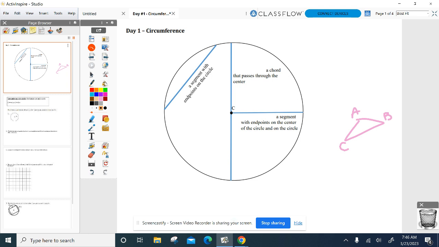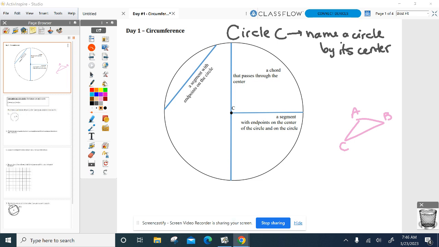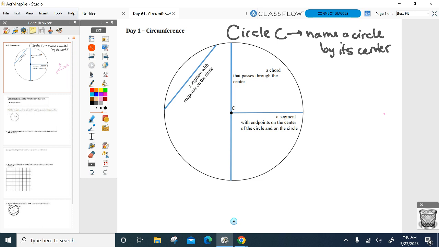So this circle right here, I would name circle C. Name a circle by its center. I name a circle by its center, since it doesn't have any vertices.